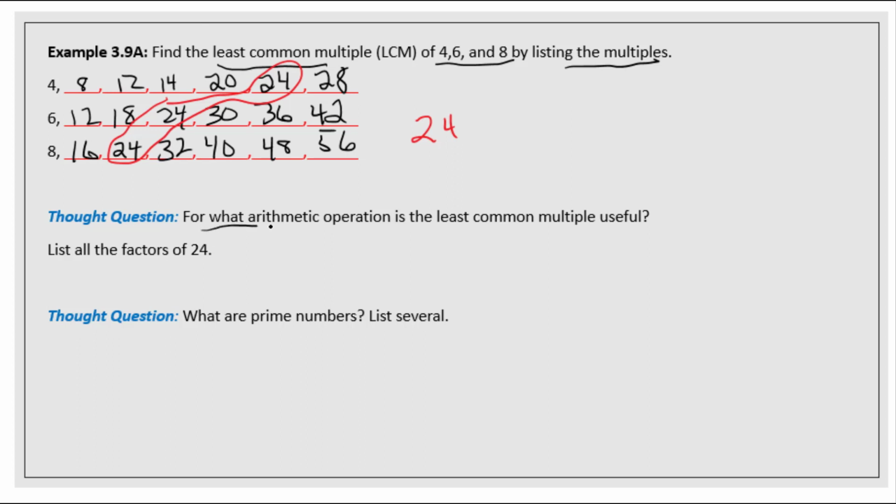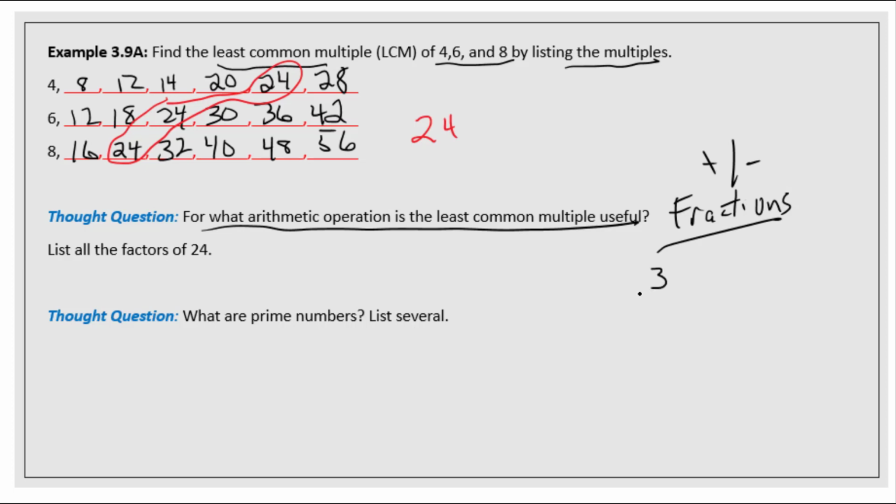For what arithmetic operation is the least common multiple useful? And if you said fractions, adding and subtracting fractions, you would be correct. Right? Because 3 eighths plus 2 sixteenths, for example, cannot be added in this form. You would have to either change sixteenths to eighths or eighths to sixteenths. In some cases, you would have to change both of them.